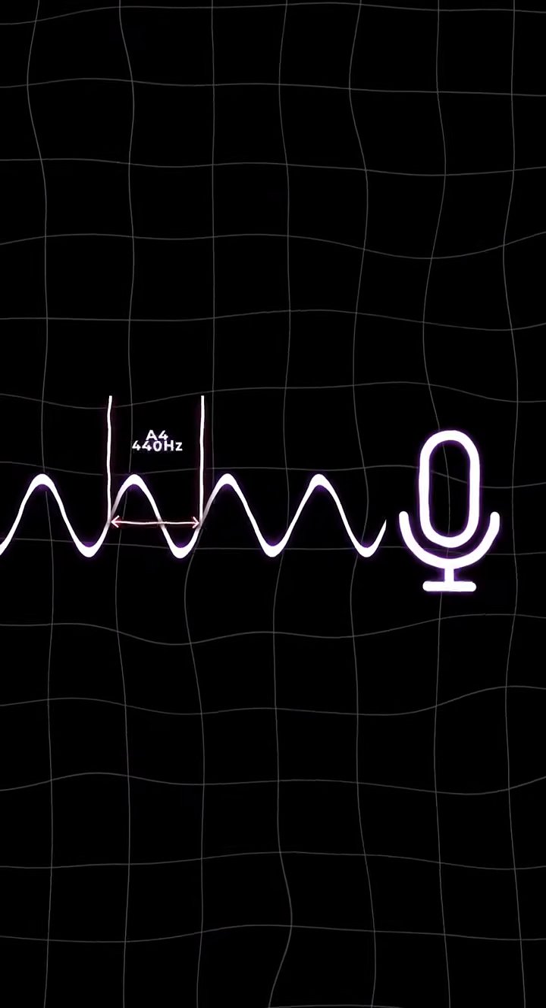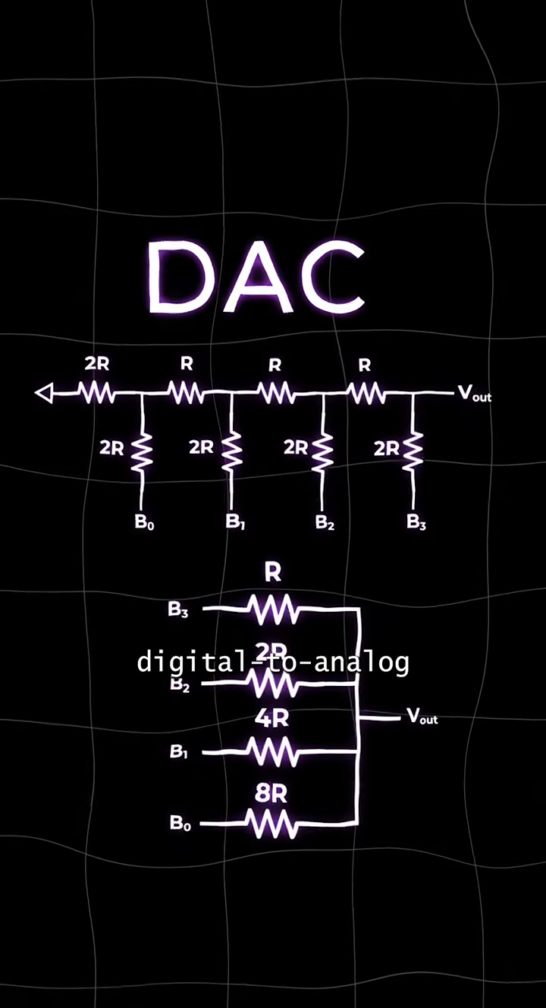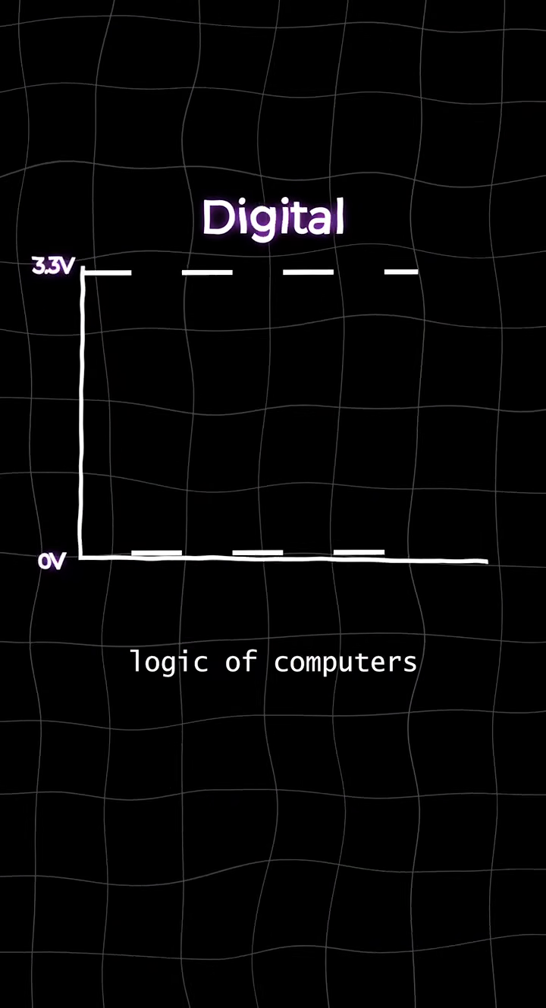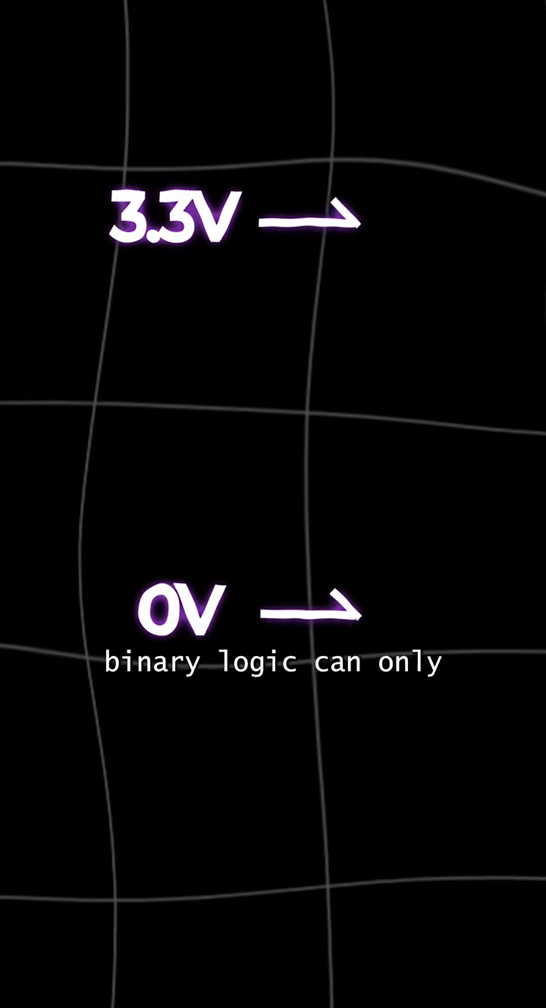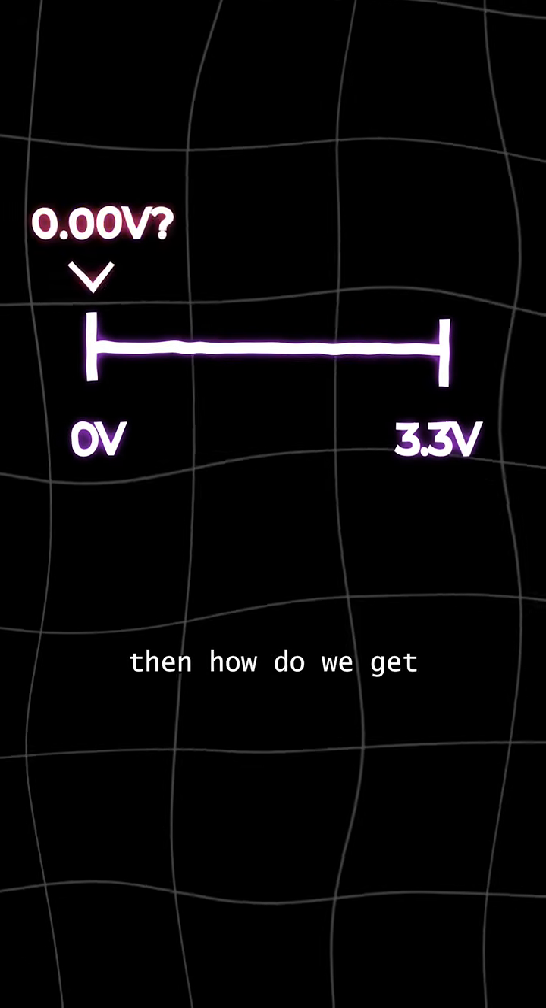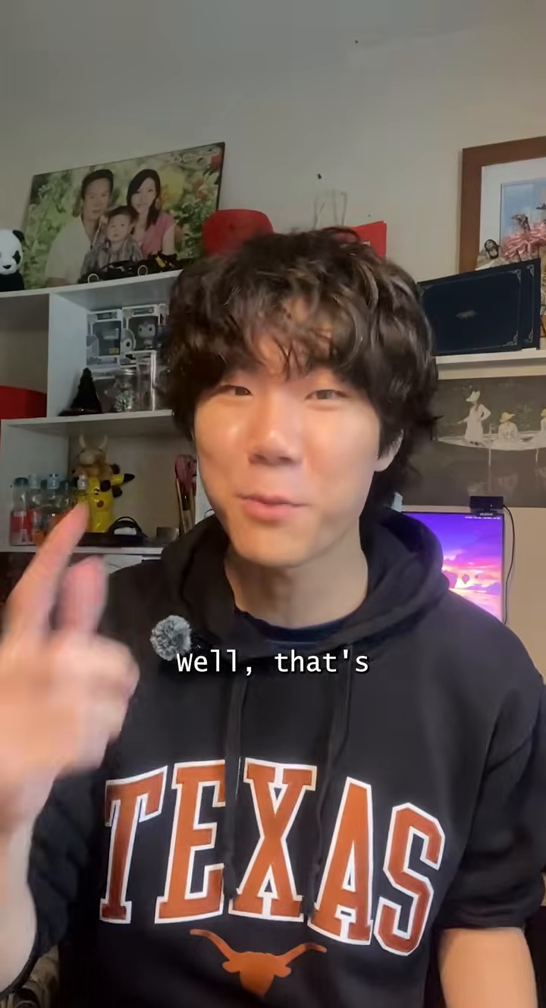The reason that a bunch of this turns into this is because of a digital to analog converter. It uses the on and off logic of computers to approximate continuous voltage signals for things like sound. But if a computer's binary logic can only output 0 or 1, then how do we get the values in between? Well, that's where the DAC comes in.